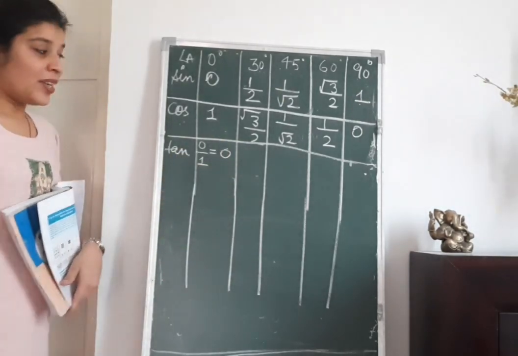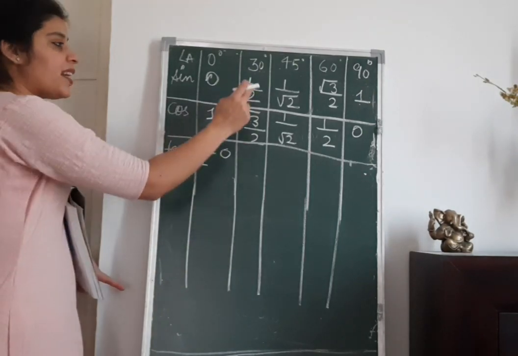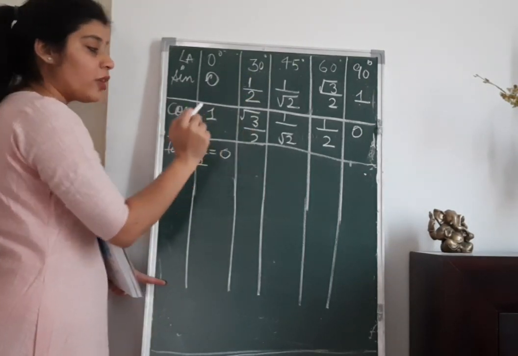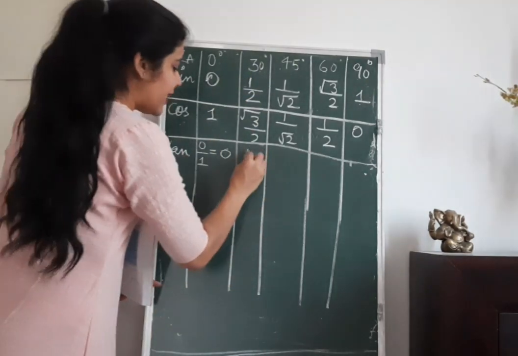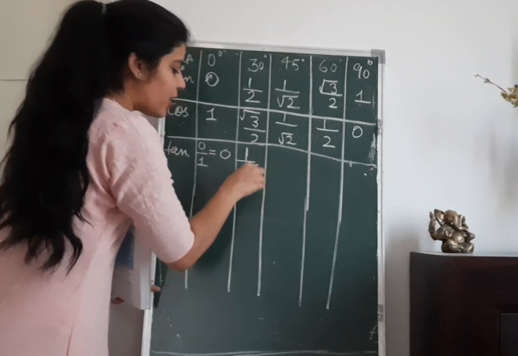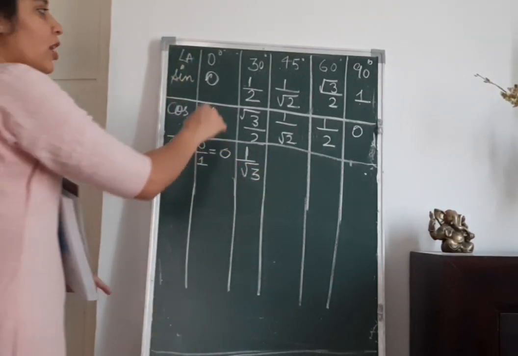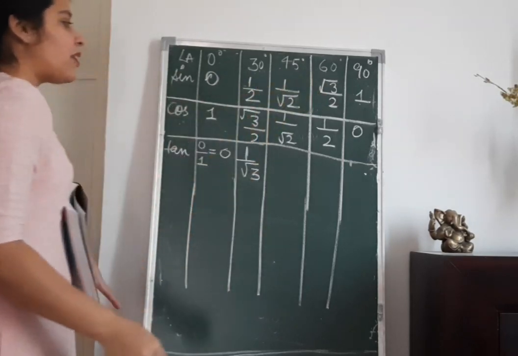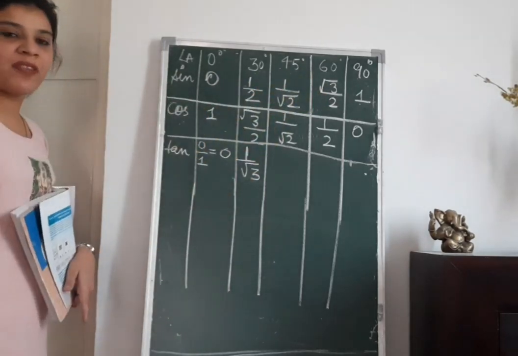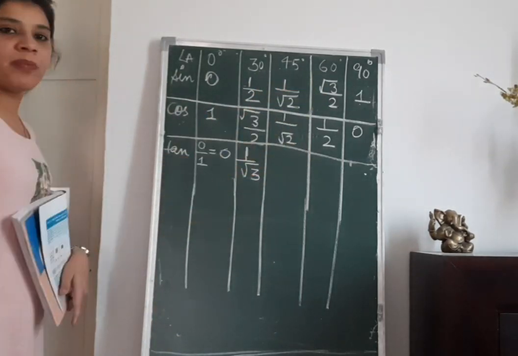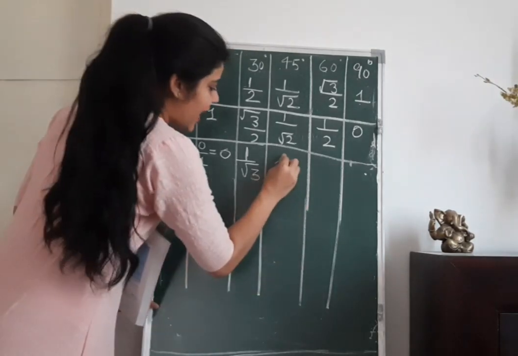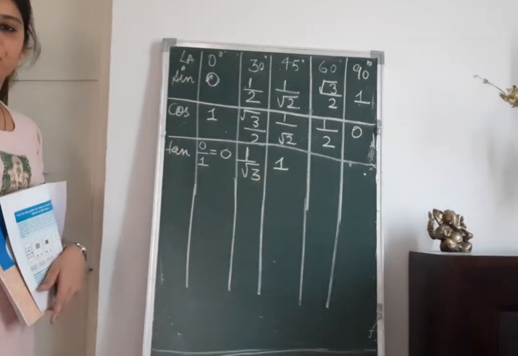0. Right? In the similar manner, if I divide 1 by 2 and root 3 by 2, we'll get tan 30 degree as 1 by root 3. What will be tan of 45 degree? Sine 45 degree upon cos 45 degree. That is 1 by root 2 upon 1 by root 2. Both are same. So tan of 45 degree will be equal to what? 1.